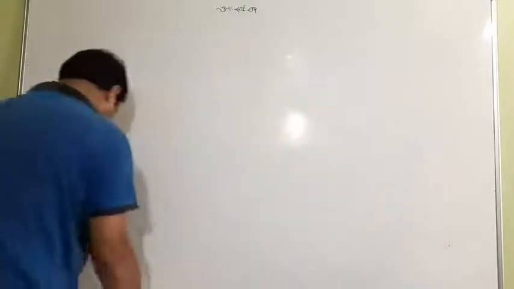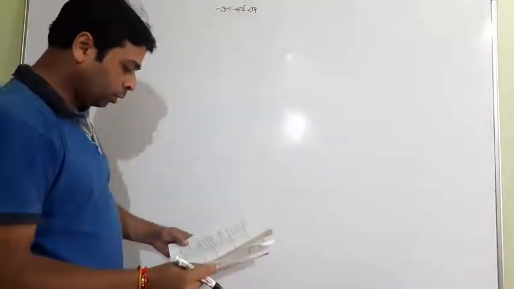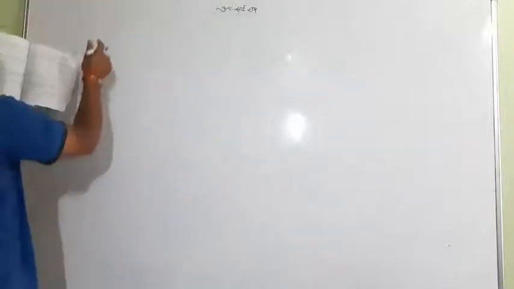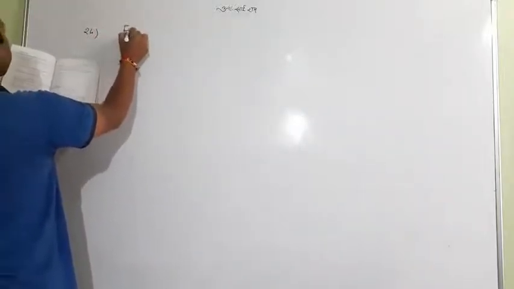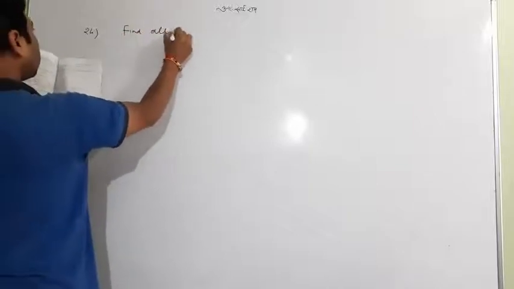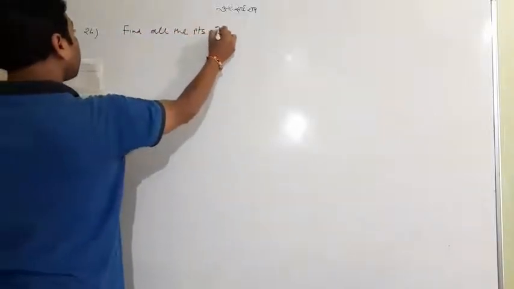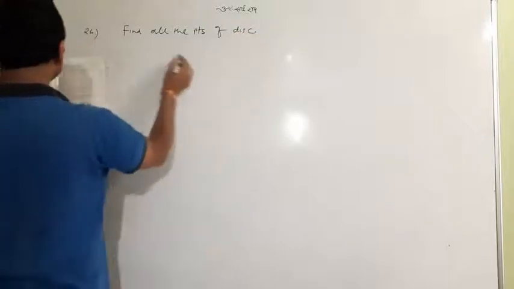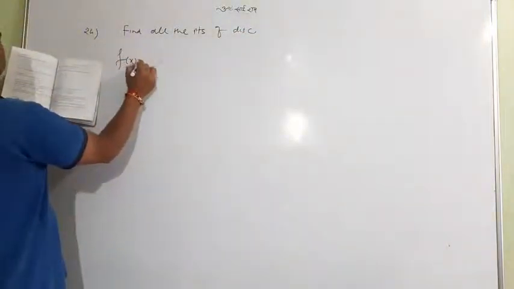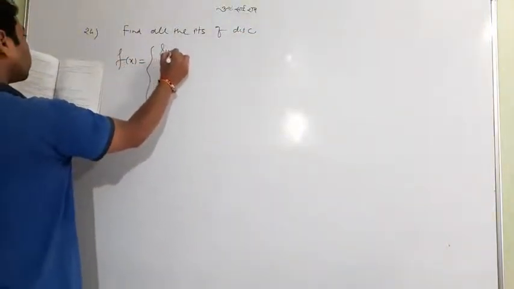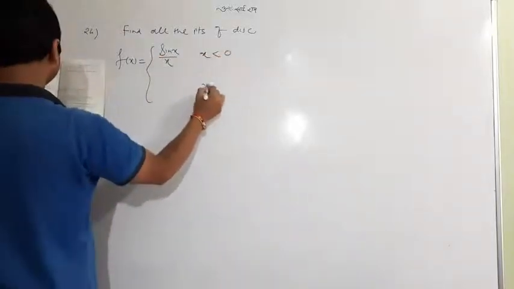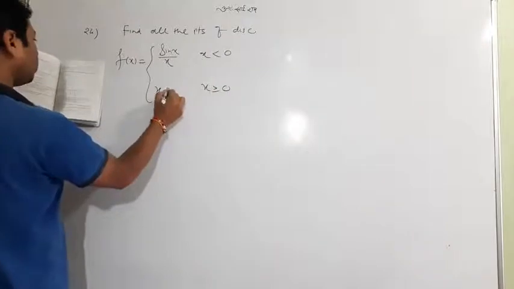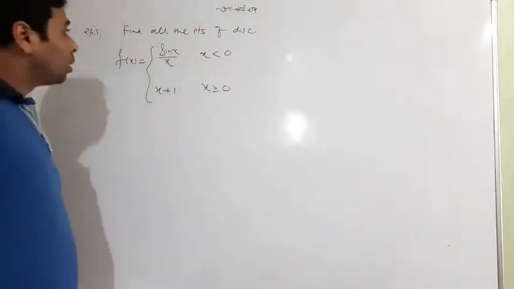Okay, now we'll move on to the next question. The next question is 24. Find all the points of discontinuity. The function is sin x upon x if x is less than 0. This is a simple question, but we want to do it very fast.